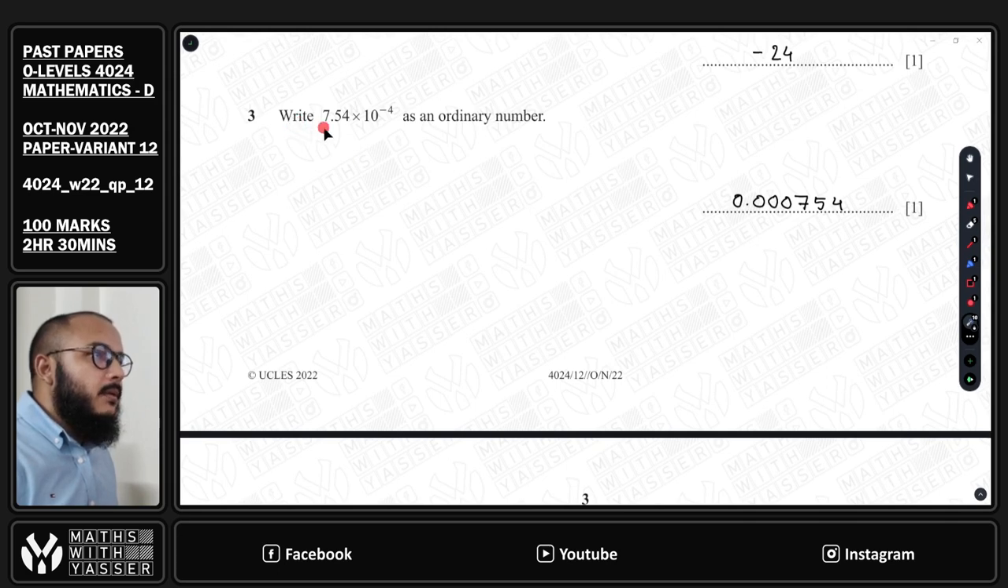Question number 3. Write 7.54 times 10 to the power minus 4 as an ordinary number. So this is given in standard form. We have to write it in the ordinary number format. So since we have a negative 4, that means the value 7 will be placed on the fourth position after the decimal. So 0.000, then we have 754.